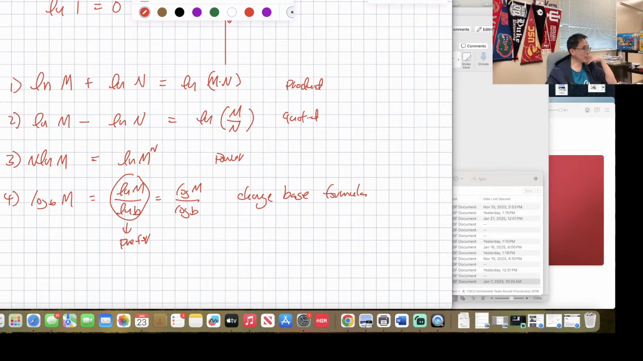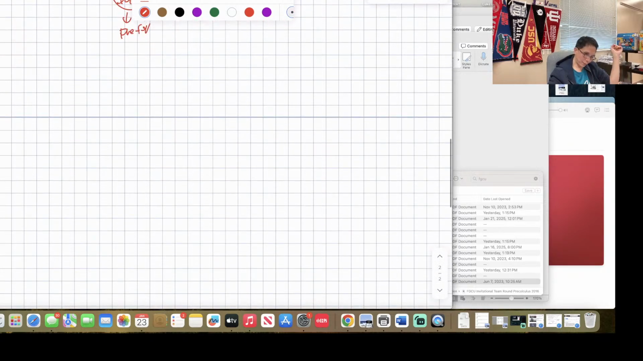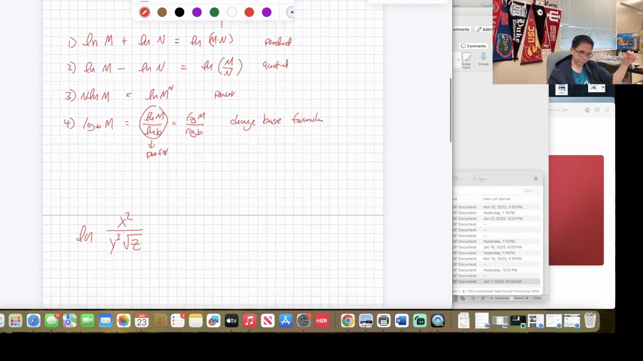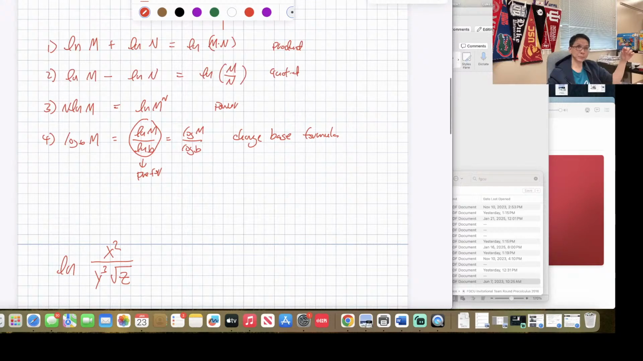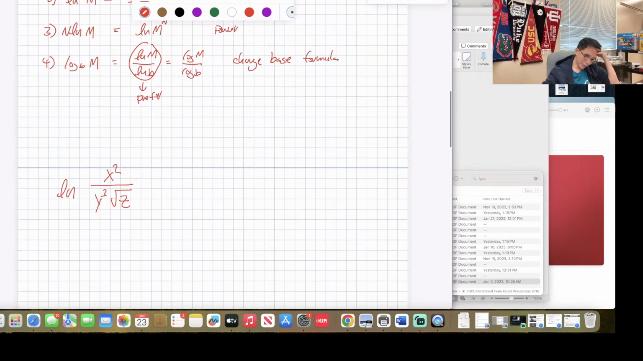With this being said, you should know how to expand a log. For example, if I ever have a natural log of x squared over y to the third times the square root of z. Can you scroll up a little bit? Sure. Oh, before that, sorry, I want to talk about something else.